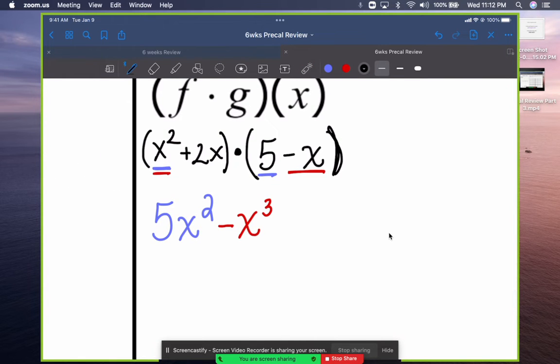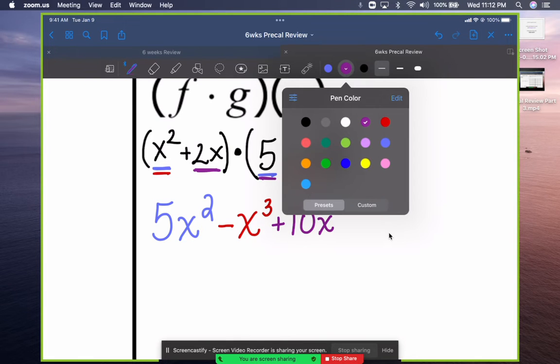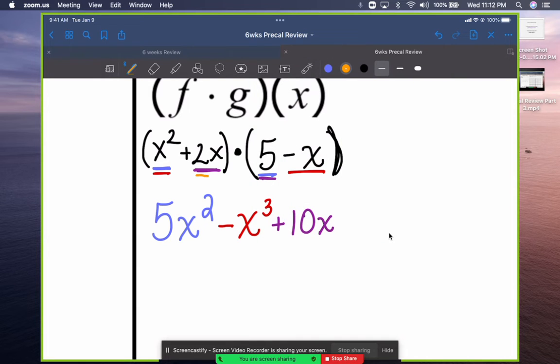All right. Next up, I'm going to have the inner terms. So 2x times 5 is going to give me positive 10x. And last but not least, the last terms. So 2x times negative x. Well, of course, since it's a positive times a negative, my outcome should be negative. And here I have 2x times x, which is going to give me 2x squared.